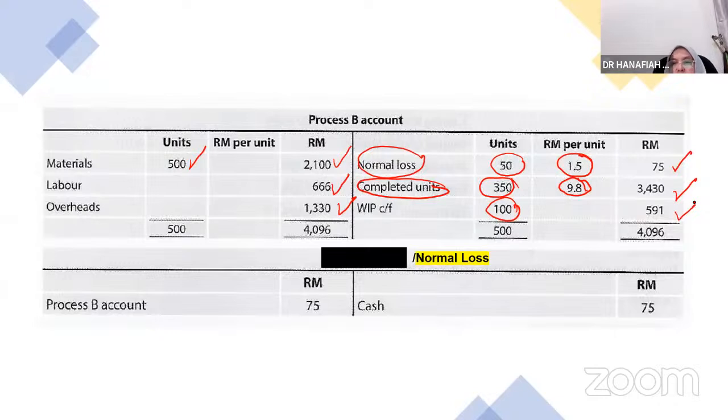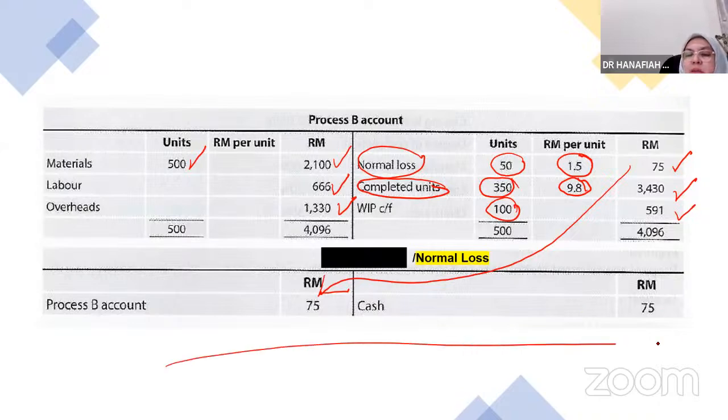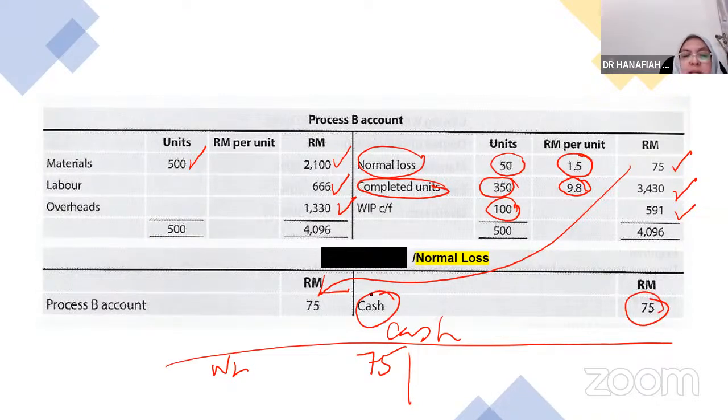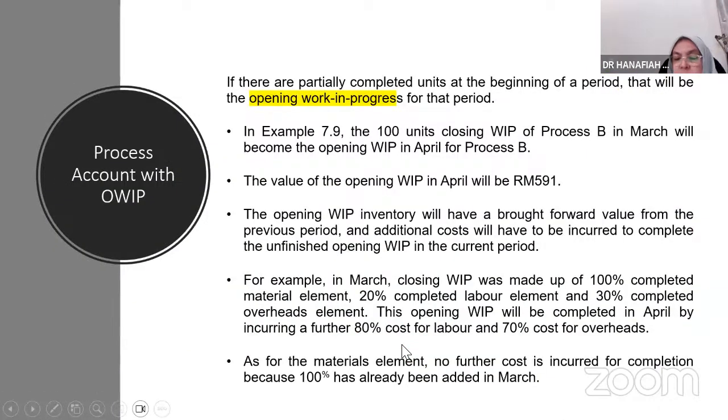All right. And how does your normal loss account look like? It is like this. And you can sell it at 150. You receive cash. What you do? This is your cash account. You will debit your cash account. Then you will write normal loss. In your normal loss account, you will write this 75 of cash. All right, this is your double entry.